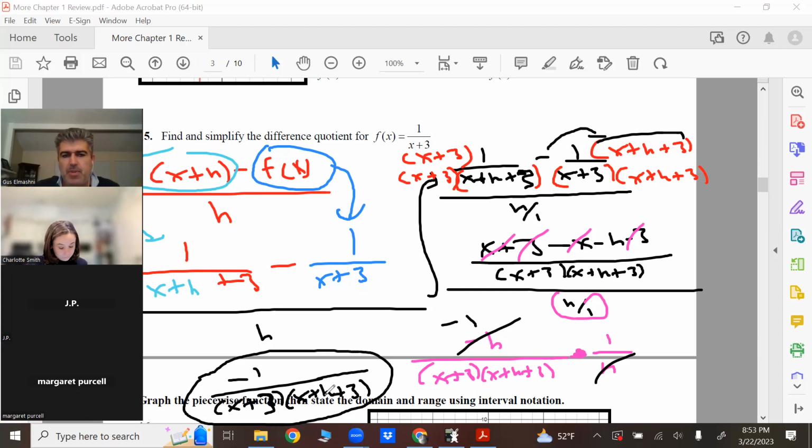Well, simplify really means make it look more simple. If you FOIL it, I don't think it looks simpler. I think it looks more complicated because you have all these terms. Simplify means when things cancel, and we already took care of the canceling. So that's been taken care of for us. Okay, so that's the difference quotient.